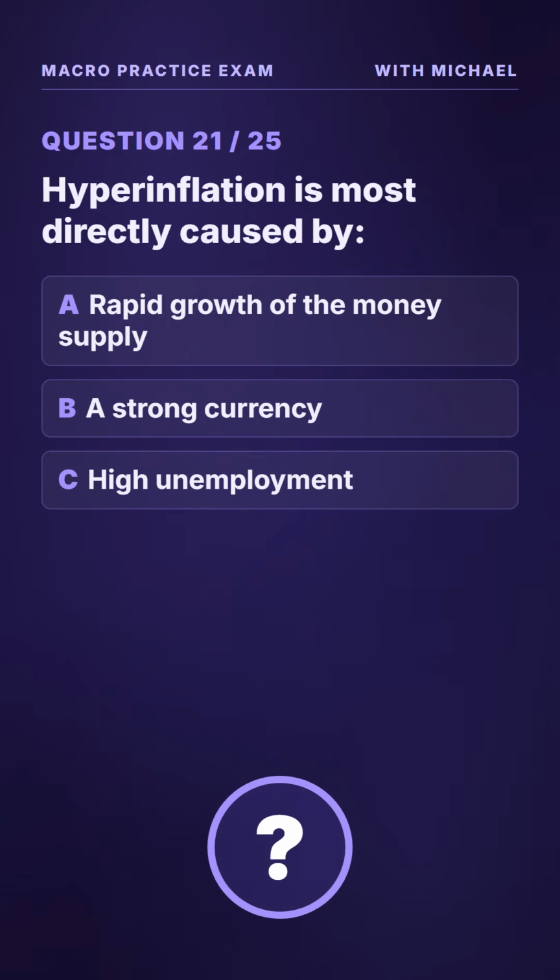Question 21. Hyperinflation is most directly caused by A. Rapid growth of the money supply. B. A strong currency. C. High unemployment.